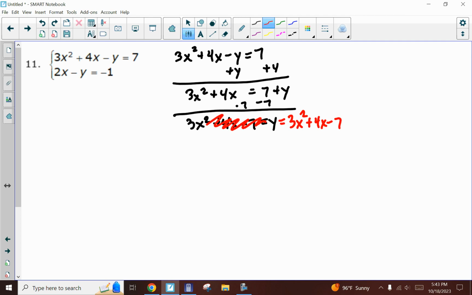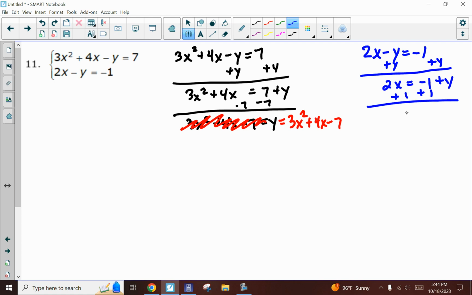I'll get rid of this stuff. And I do it with the other one as well. So I have 2x minus y equals minus 1. I don't like having a negative y, so I'm going to plus the y to get it to the other side. So 2x equals minus 1 plus y, and then I'm going to plus the 1 over. So 2x plus 1 equals y. And again, I don't like it backwards, so I'm just going to put that stuff on the other side. 2x plus 1.